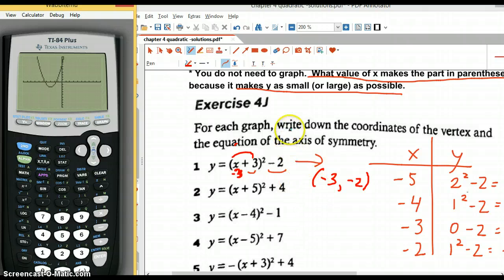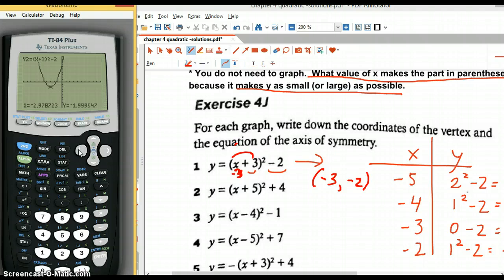And now I want to see, okay, what are the coordinates of the vertex? Well, there's a couple of ways I can do that. I could use trace, and then I could use the arrow, and then I would go until, do you see how the cursor is over here? It's actually to the right, so I need to move to the left. And I could get some idea of what the vertex would be.